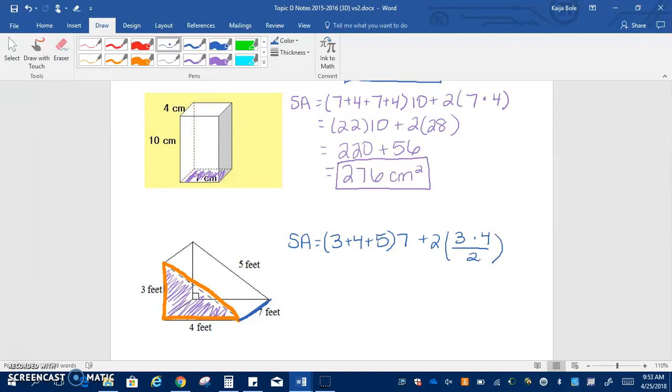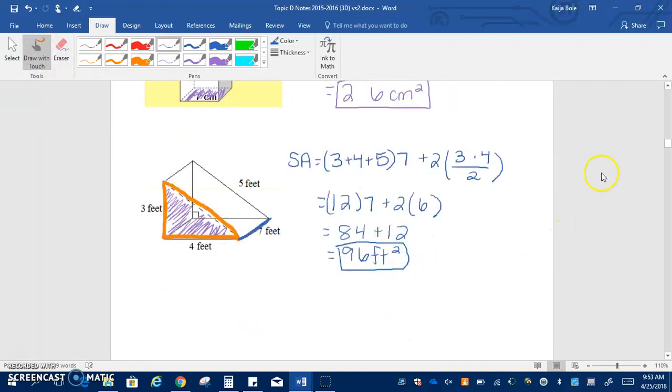Okay, now I can just go ahead and solve and simplify. So 3 plus 4 is 7, plus 5 gives us 12, times 7, plus 2 times, let's see, 3 times 4 is 12, divided by 2 is 6. 7 times 12 is 84, and this is plus 12, so our grand total would be 96 square feet this time. Get ahead of myself here. Square feet, so 96 square feet. Make sure you're looking at your labels. Okay. Go ahead and flip the page.